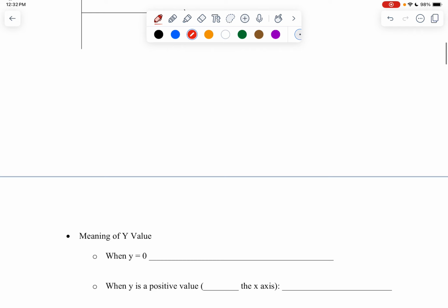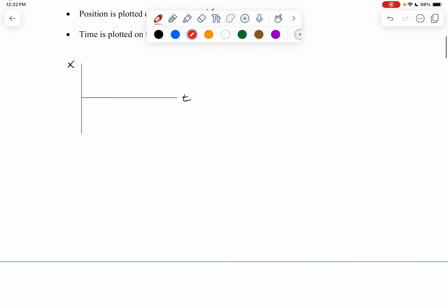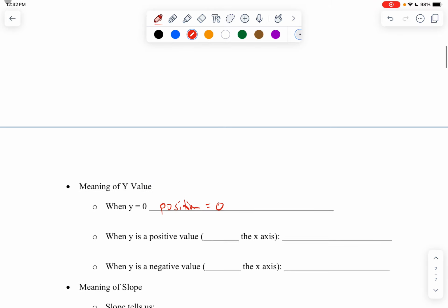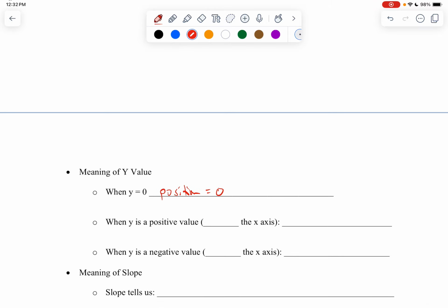So let's say we have a y value of 0. Basically what that's telling us is that our position is going to be equal to 0, anywhere along the graph, along our x-axis. So whenever our position is 0, this means that our object is located at the origin. If we have something that's moving in the y direction, so up and down, maybe the origin might be at ground level. If we're looking at motion on the x-axis, maybe that's whatever our predefined starting point might be.